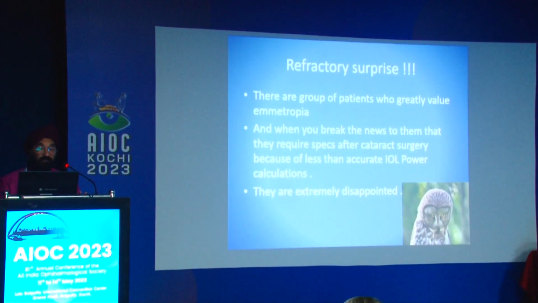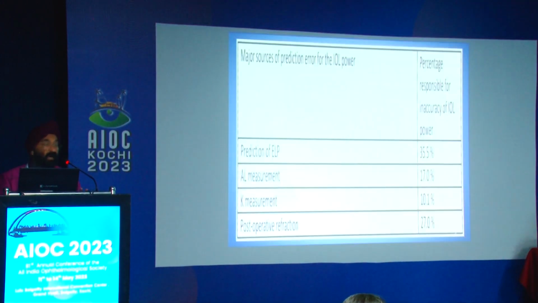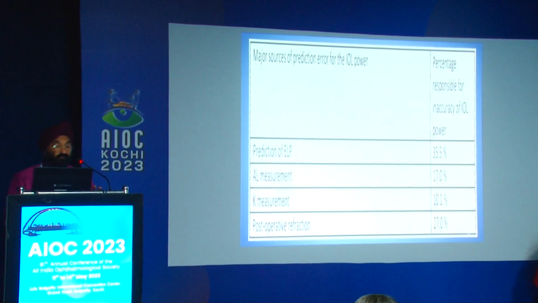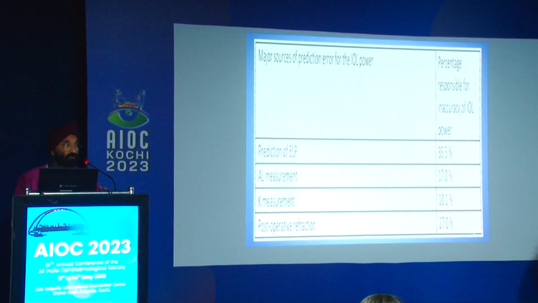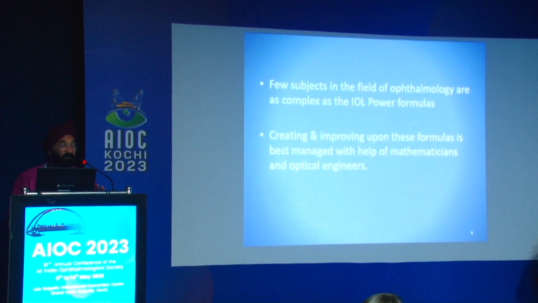But there is a group of patients who greatly value their emmetropia, and when you break the news to them that they require spectacles after cataract surgery because of inaccurate IOL power calculation, they are extremely disappointed. What are the major sources of prediction error for IOL power? The foremost, in 35% of patients, is prediction of effective lens position, followed by 17% because of axial length and 10% because of keratometry measurements.